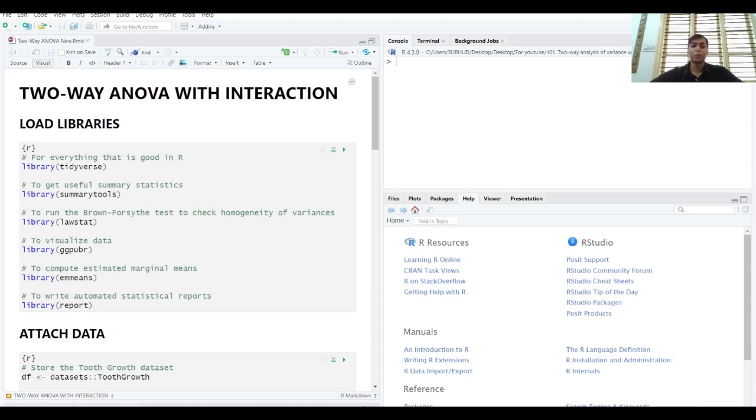Greetings everyone and welcome to today's video where we'll be seeing how to perform a two-way analysis of variance with interaction terms in R. First of all, we'll start by loading a few libraries in R.